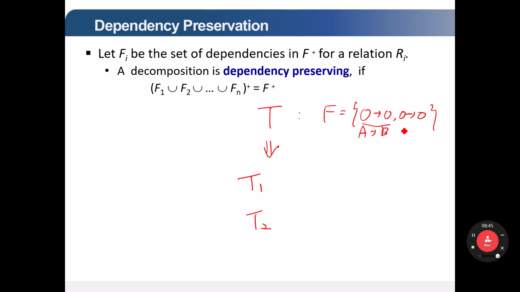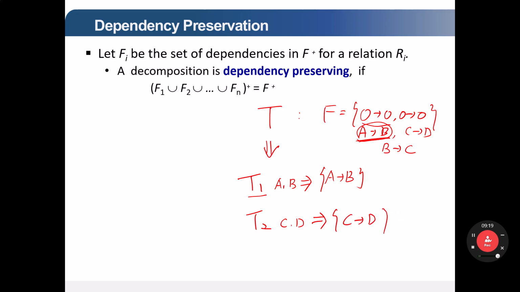Let's label it A goes to B. A determines B, and let's say C determines D, and let's say there's another one, B determines C. Right. So let's suppose this table T1 has attributes A and B, and table T2 has attributes C and D. Then you can take this functional dependency from the original functional dependency set. And for table T2, you can take the second functional dependency.